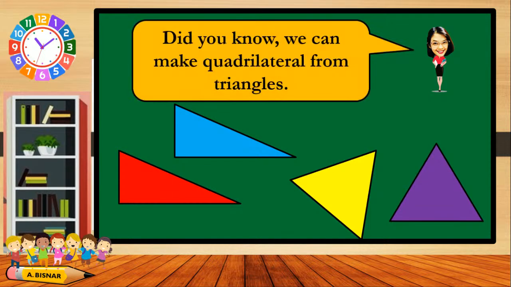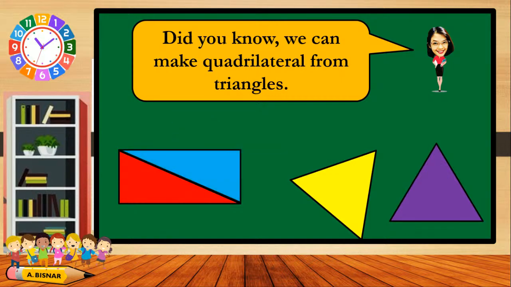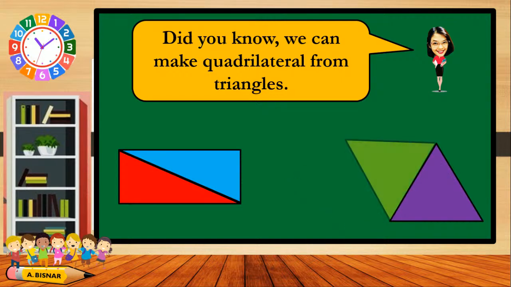However, did you know that we can make quadrilateral from triangles? For example, in here. If you observe, if we combine the red triangle and the blue triangle, we form a quadrilateral. Again, a quadrilateral is a polygon with 4 sides. Next one. If we combine the yellow triangle and the violet triangle, we form again another quadrilateral.